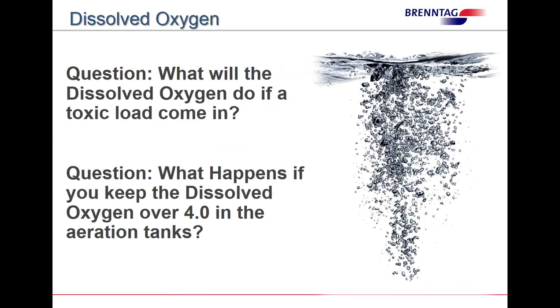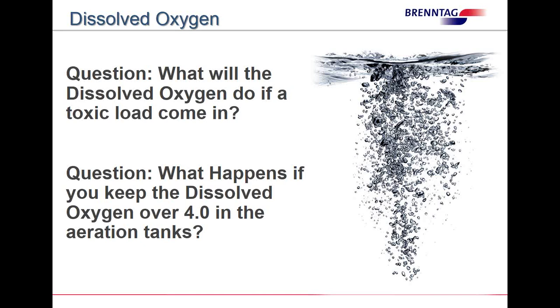Okay, so I got a question for everybody here. What will the dissolved oxygen do if a toxic load comes in? I get my industrial people, they say, well, we think we might have toxic issues. And the first question I say is, well, okay, if you think you got a toxic issue, what does the DO do? If you said the DO goes down, it's not toxic, because if the DO goes up when you got a load coming in, that just means the bugs got killed, and you're still adding air to the system, so your DO is going to go up.